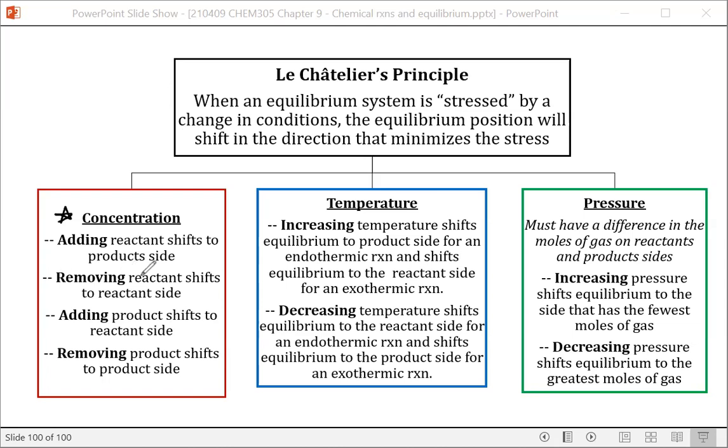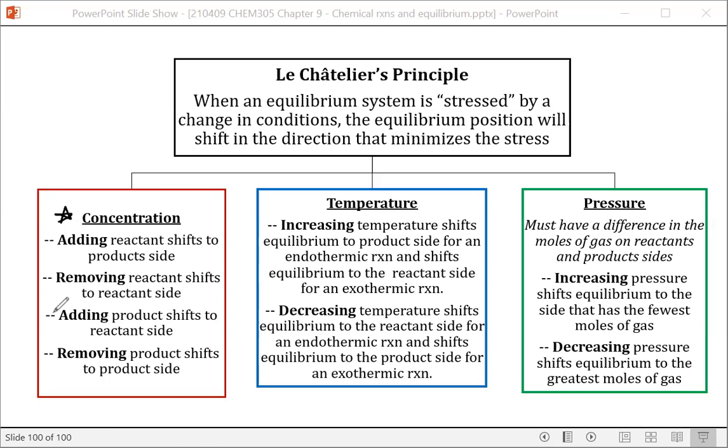If we remove a reactant, removing the reactant is the stress. So the equilibrium is going to shift to minimize that stress, and it's going to want to replace the reactant that was removed. And so equilibrium is going to shift to the reactant side and favor the reverse reaction. It's going to be pushed to the left.